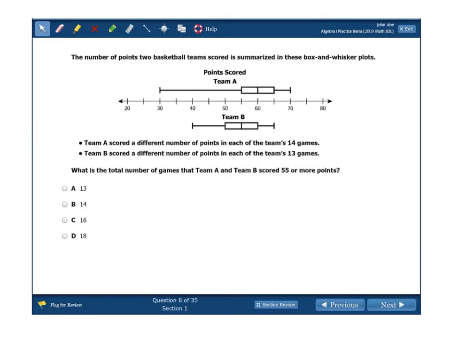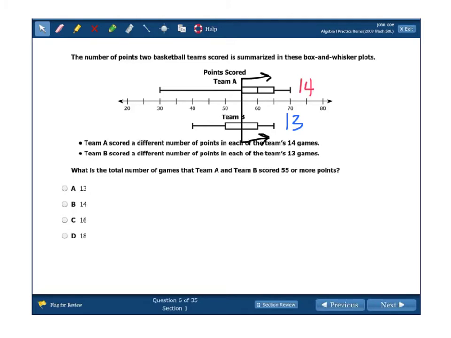Next one. All right, box and whisker plots. Let's take a look. Number of points two basketball teams scored is summarized in these box and whisker plots. Oh, we know this one. We've done this one before. Team A scored a different number of points in each of 14 games. So this one is 14 games. And Team B was 13 games. What's the total number of games that Team A and B scored 55 points or more? So here's 55 and above.